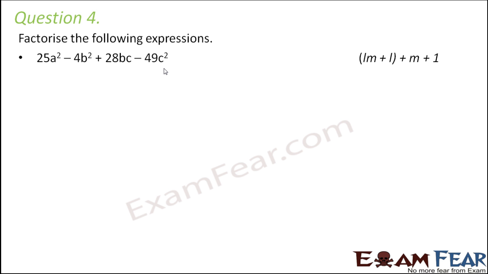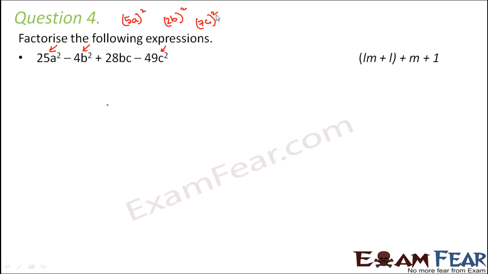Let's take a couple of seconds to analyze each term. So if you look at the first term, it is a perfect square. So 25a square can be written as 5a whole square. If you look at the second term, this is also a perfect square because 4b square can be written as 2b whole square. If you look at the last term, this one also is a perfect square because you can write it as 7c whole square. So all these three quadratic terms are perfect squares.